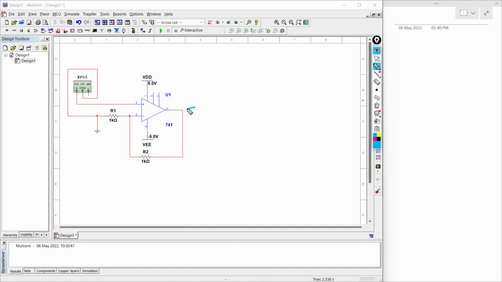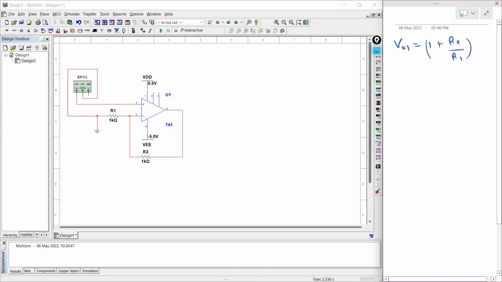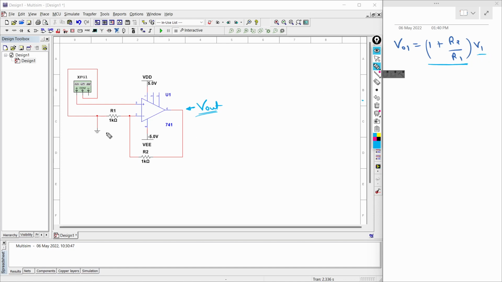Now this is the point from where we are going to get the output. And if I want to write the equation of output for this circuit, then I can write it in this manner. This is the equation of output voltage that we get at this point. And this is nothing but the multiplying factor. And V1 is the input. Here V1 is our input. The combination of these two resistances gives us this multiplying factor. And this is the output that we are getting at this point.